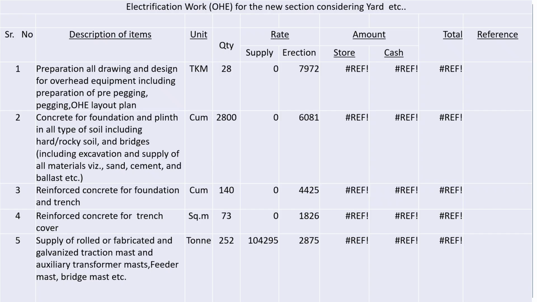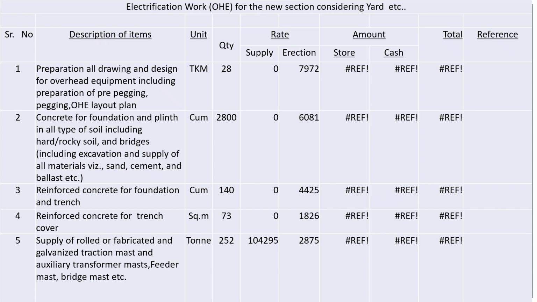Feeder mast, its height is also more. Bridge mast, there is a change. I have told you the changes you have to think first. The average thing you can do, but the changes are the main thing. So this is the first page of the estimate, and some portion I have given. So this is the system of estimate.